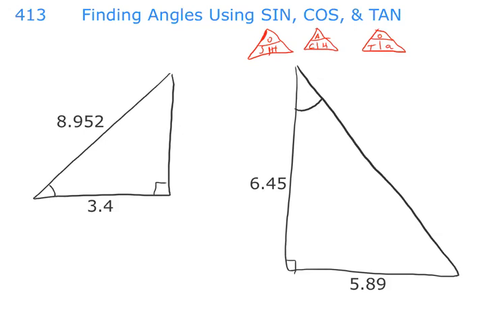Okay, so I'm looking in this direction. I see that's opposite, that's adjacent, and that is the hypotenuse. So I'm using A and H. A and H is cosine. So cosine is A over H. 3.4 over 8.952. And I need to find the angle, so I'm using the second function.